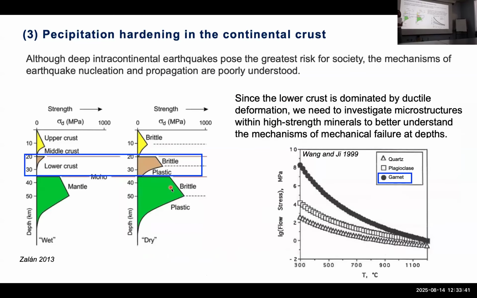But regardless of this, even though they pose a great risk to society, we still don't fully understand how earthquakes nucleate and propagate in the deep continental crust. And the main reason for that is because the lower continental crust has higher temperatures and should behave more ductilely. Therefore, any earthquakes that would have happened at depth within the continental crust would have been completely overprinted by later ductile deformation. So to really understand how mechanical failure can occur at depth, we need to look at microstructures in stronger minerals. And one of these minerals is garnet.